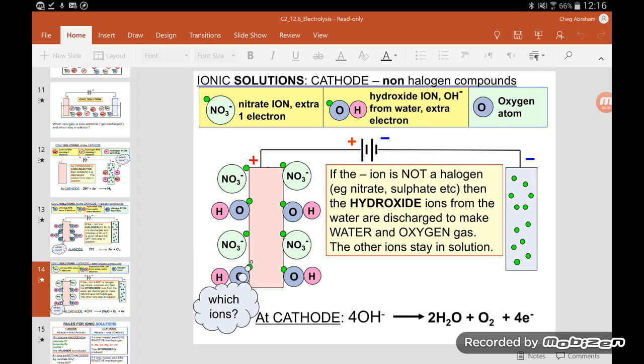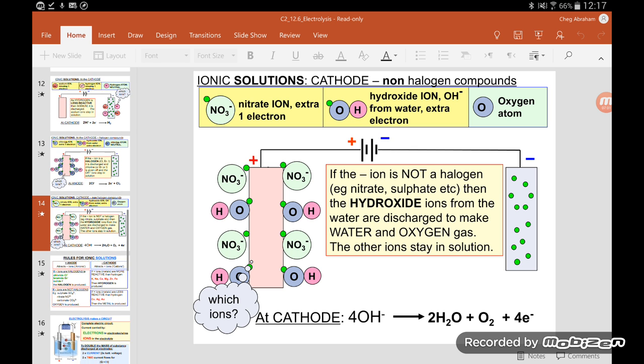But what happens if there's no group 7? So you can see here we have got a NO3- ion and the OH- ion. And in this case, if it's not in group 7, oxygen comes off. And this we can learn. If there's no group 7, oxygen comes off, which means it's always 4OH- goes to 2H2O + O2 + 4e-. Okay, that is the half equation at the positive electrode, which we can learn.